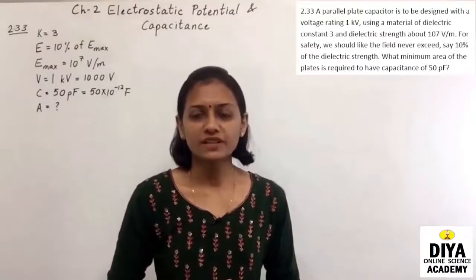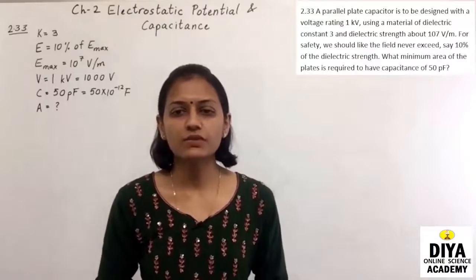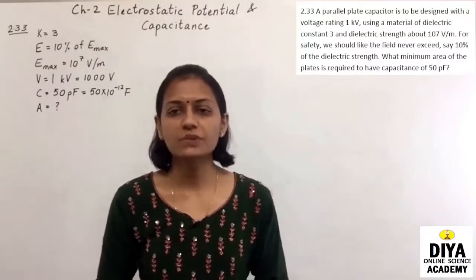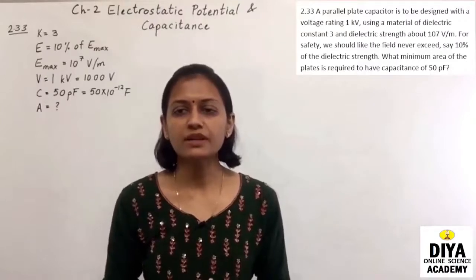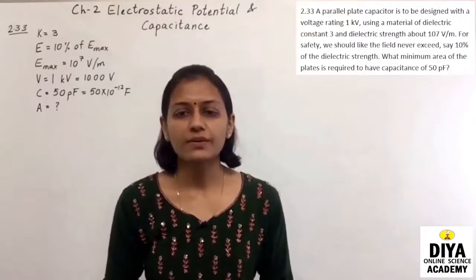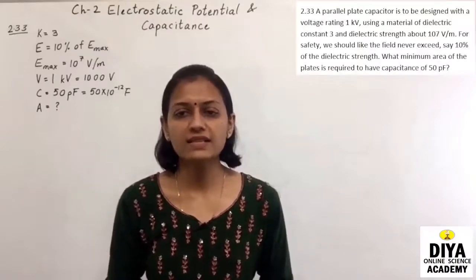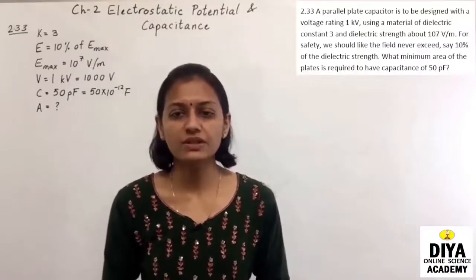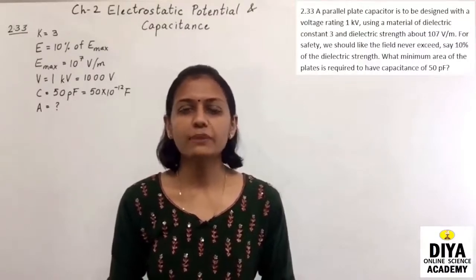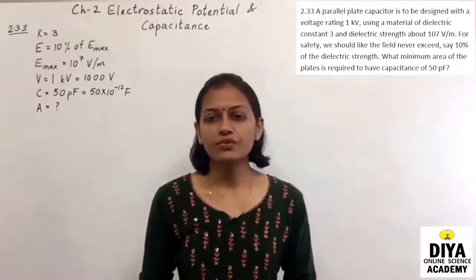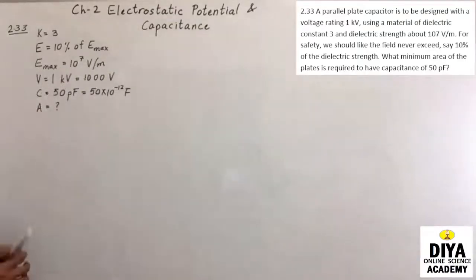Question number 2.33 which says a parallel plate capacitor is to be designed with a voltage rating 1 kilovolt using a material of dielectric constant 3 and dielectric strength about 10 raised to 7 volt per meter. For safety, we should like the field never exceeds say 10% of the dielectric strength. What is minimum area of the plates required to have capacitance of 50 picofarad. So we have to find out what is the required area for such a capacitor.